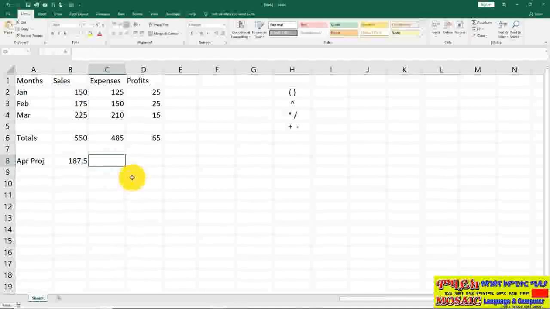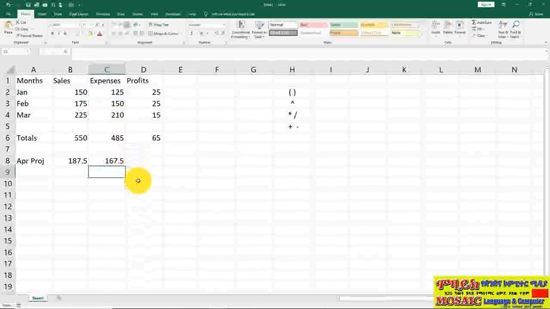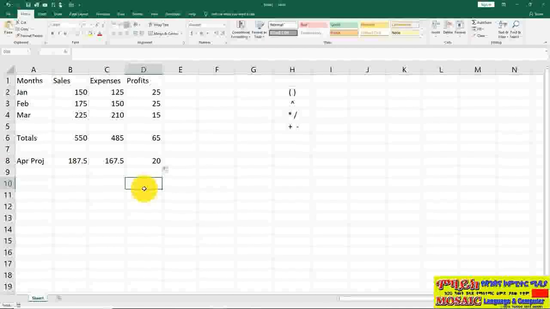Let me just do the expenses again to show you one more time. I'm going to start with equals. I know that I want to add my first month and my last month together first, so I'll close that in parentheses, and then I'm going to divide the whole thing by 2. And you can see in this case it's 167.5. Now I could practice one more, but I'm going to use the fill handle and copy that across, and now you can see I have all of my answers.